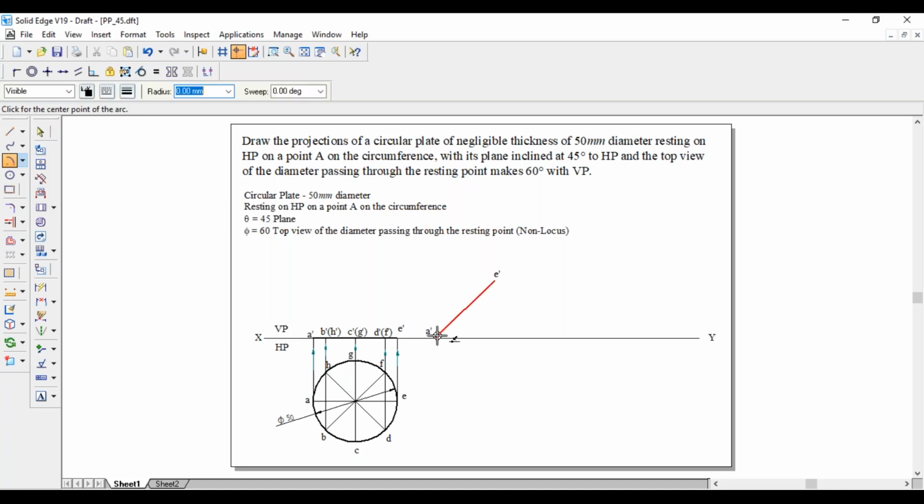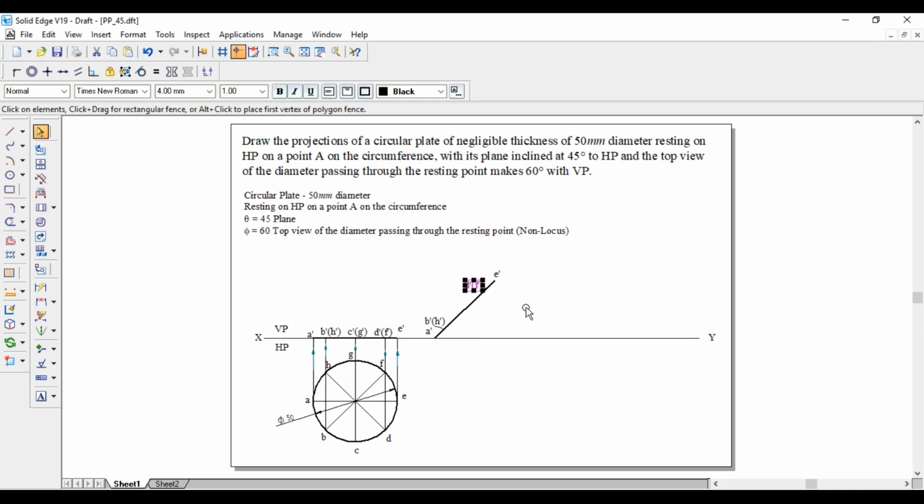With A dash as center and 7.32 mm as radius, cut an arc. With E dash as center and the same 7.32 mm as radius, draw another arc. This will give us B dash in bracket H dash and D dash in bracket F dash, whereas C dash in bracket G dash is the midpoint. Project from each point.